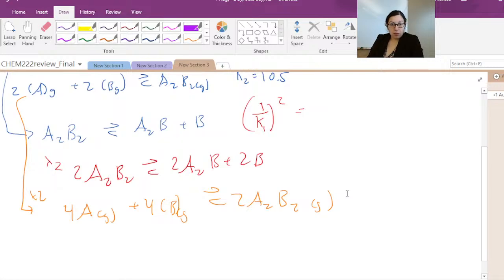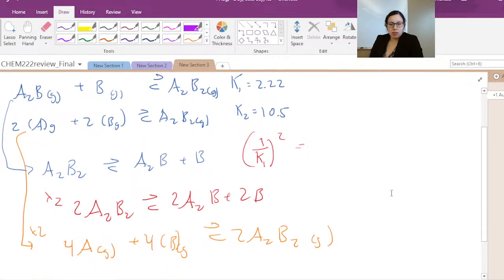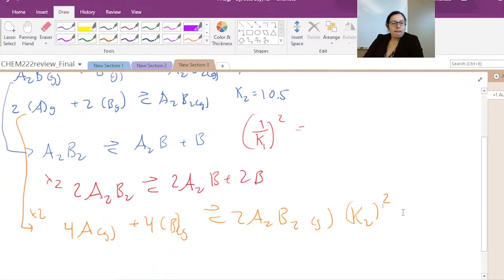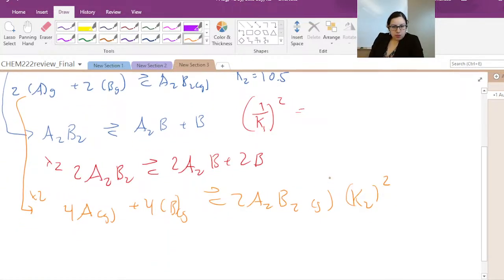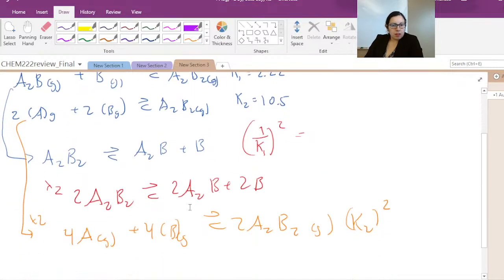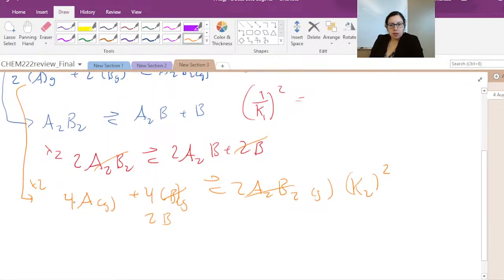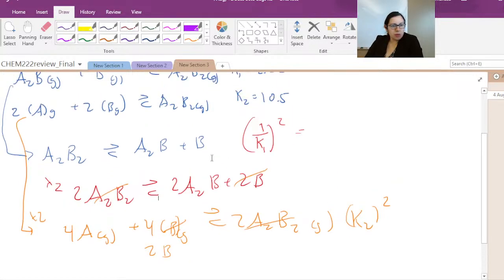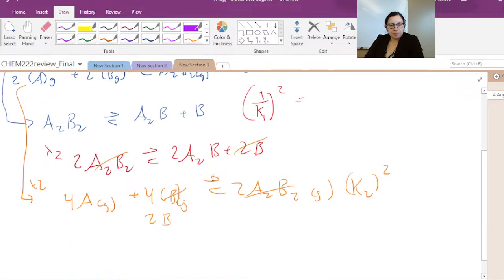All right, so now, let's see, we gotta make sure everything cancels. And then this will be K2 squared as well, once we get there. And so then just double checking my canceling. So 4B, so now this goes to 2B. And those still canceled, like we'd mentioned. Okay, so then it looks like we're left with 4A plus 2B gives us our 2A2B, like we were looking for originally. And so now we just have to do the math.